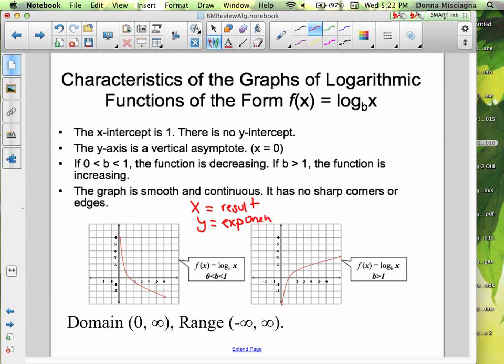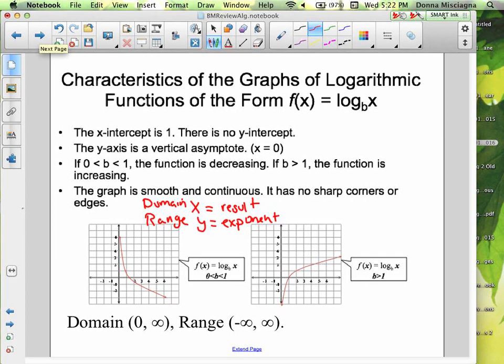Exponent, there we go. They're literally switched. And that means your domain and range is switched. Okay? So on the exponentials, our domain was all real numbers. We could plug in anything for the exponent, but we could only have positive answers. Now your domain is just the positive numbers, because your domain represents the result. And since your exponent is now the range, and the exponent can be anything, your range is all real numbers. So the domain and range are switched.